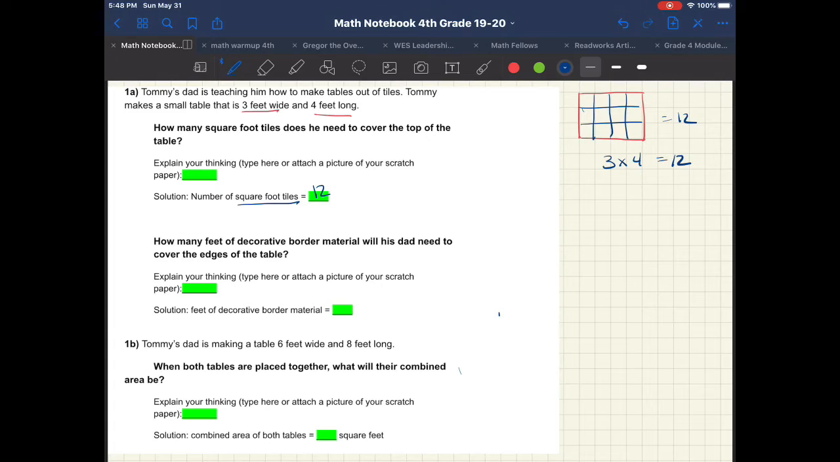And you should either type right here what we just did, or you can work it out and take a picture and attach it. It can be one picture for all your work, by the way.